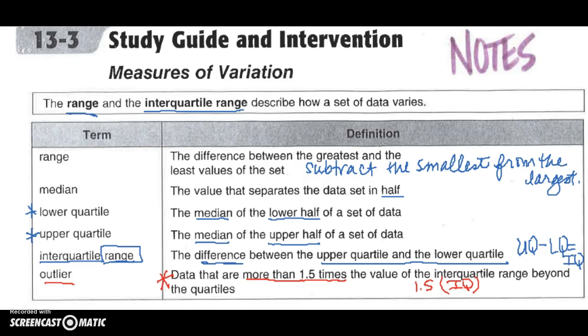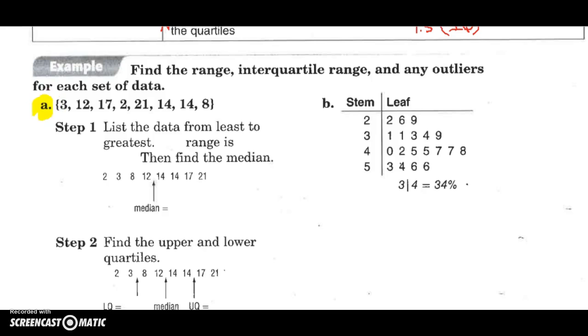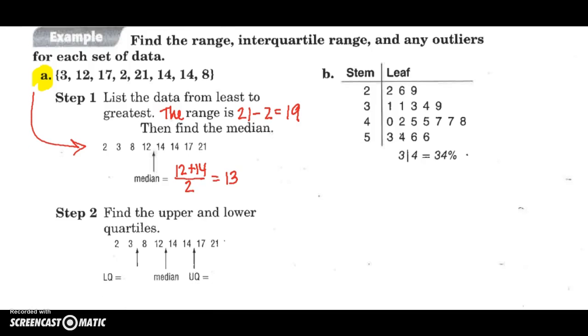So let's move on down to our example. All right, for example A, the first thing to do is to list your numbers from least to greatest. And when you do that, it'll be very easy to find the range. It'll be 21, the greatest, minus 2, which gives us a range of 19. Now let's find the median. So we have 8 numbers. So between 12 and 14 is the median. You can do the math if you didn't realize that it's going to give us 13. So the number between is 13. So 13 is the median.